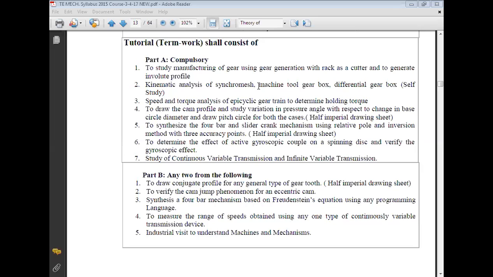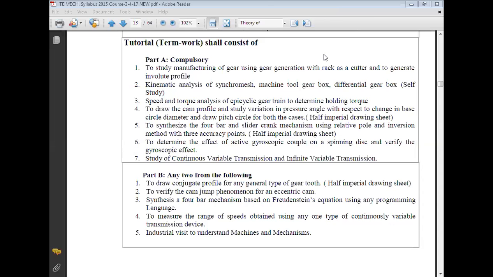Then the third one is speed and torque analysis of epicyclic gear train to determine the holding torque. Okay, so with an apparatus, we are going to see how we can find out different speeds and different torques of this particular epicyclic gear train.